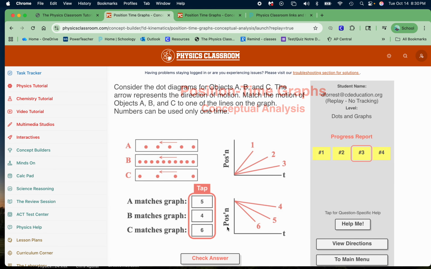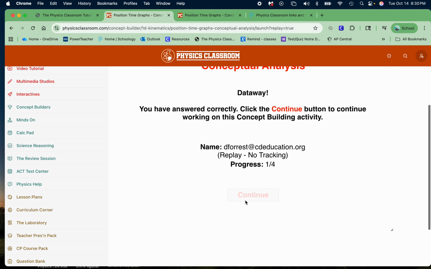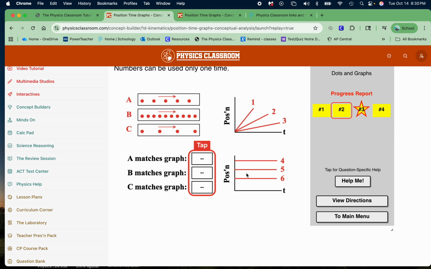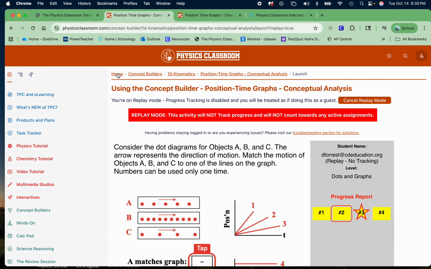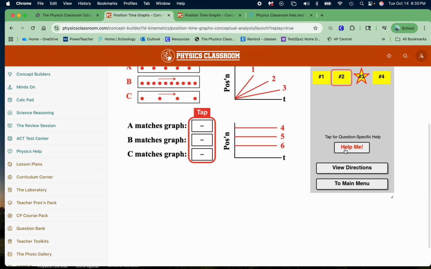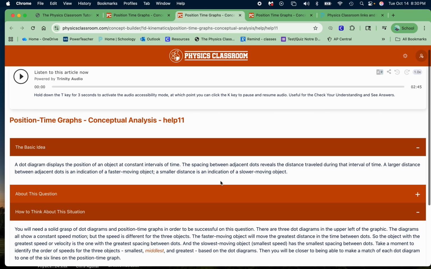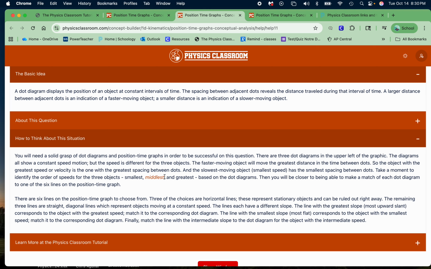There we go. So again, some of these you're going to see some different answers and things like that. So I hope that helps. Again, you can go back to home. You can, again, look at Help Me. The Help Me is always specific to the particular things which are being asked.